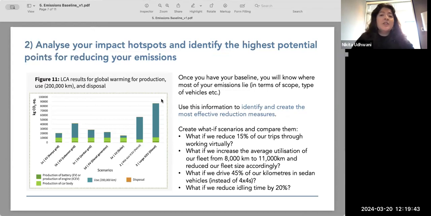I'll just repeat the question in case you didn't hear it. Do you have a target to reduce your fleet emissions specifically? Not your overall emissions in your organization, your fleet emissions. Yes, no, and if yes, what is the target?